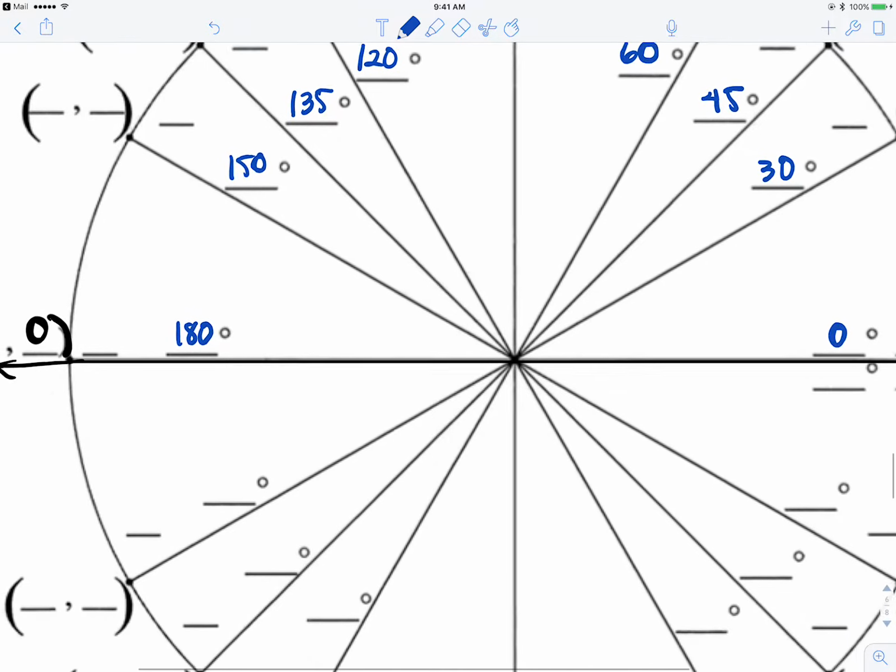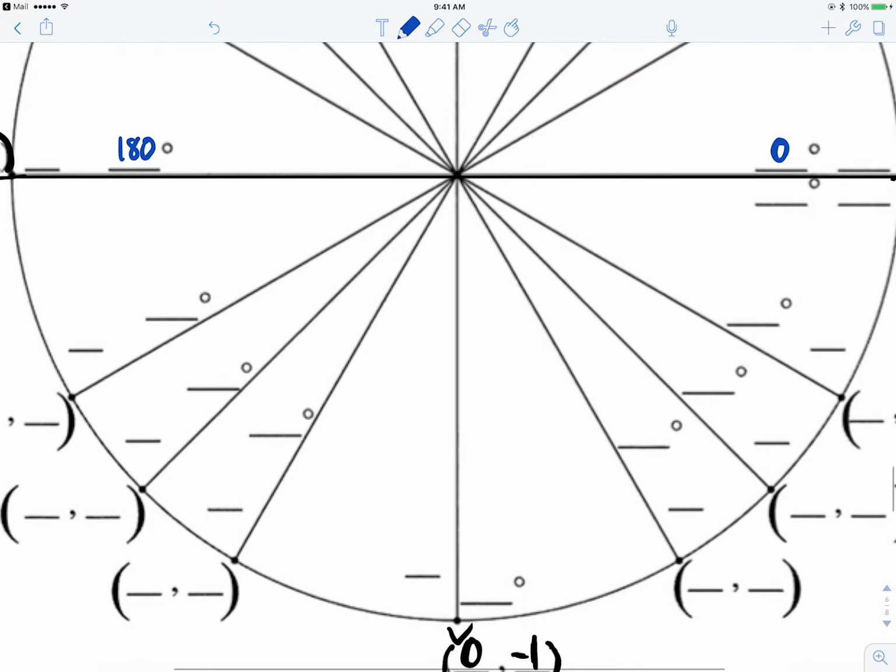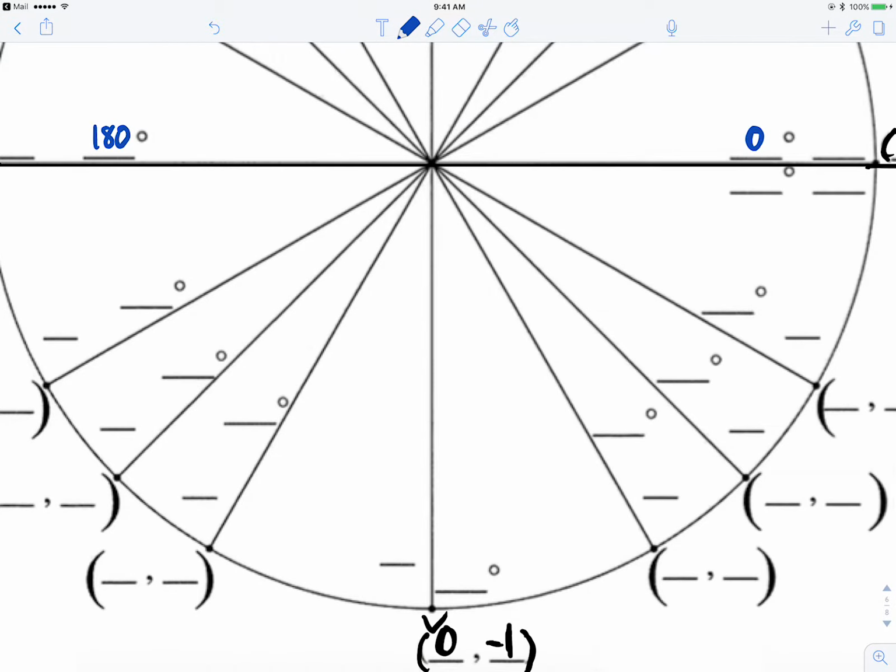Okay, so let's fill in quadrant 3 and quadrant 4. What will this angle be in degrees? 210. Why is it 210? Plus 30. Yeah, we're adding 30 degrees, so that'll put us at 210.